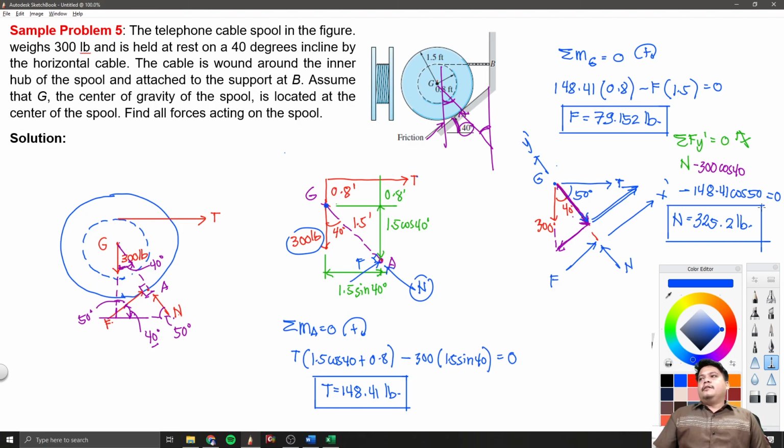Okay? So, again, this is an example of one body in equilibrium. Meron na ako ng tension, the friction, and then the normal. On the next topic, kukumpitin natin yan yung friction, no? Pero ngayon, binigay muna siya as friction or force doon. Okay? So, that's it for sample problem number 5.